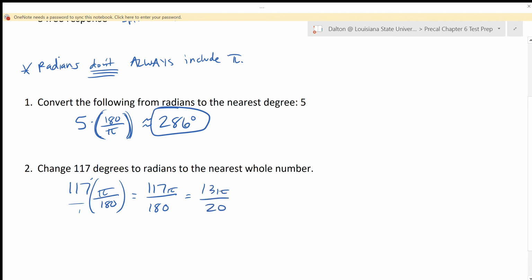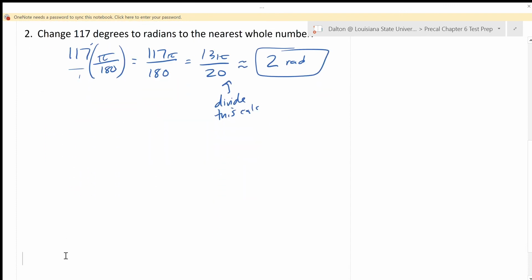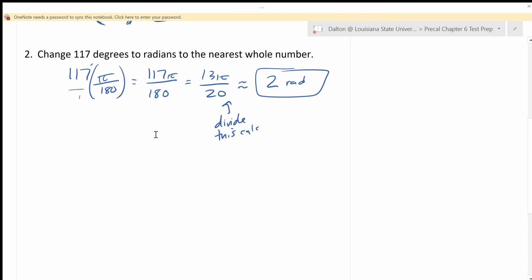People ask, how do you round that to the nearest whole number? Well, literally divide this in your calculator. It's going to give you a decimal, which allows you to round to the nearest whole number. If you do that, you should get about 2 radians. If it helps you feel better, anytime you put radians, you can put rad after it. That's not necessarily mathematically correct, and you don't usually see that in context, because we understand if something is radians. But if it makes you feel better to know that you're putting units on there, I'm fine with that.